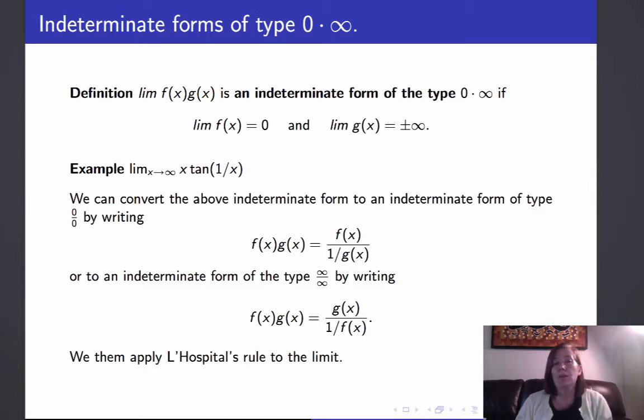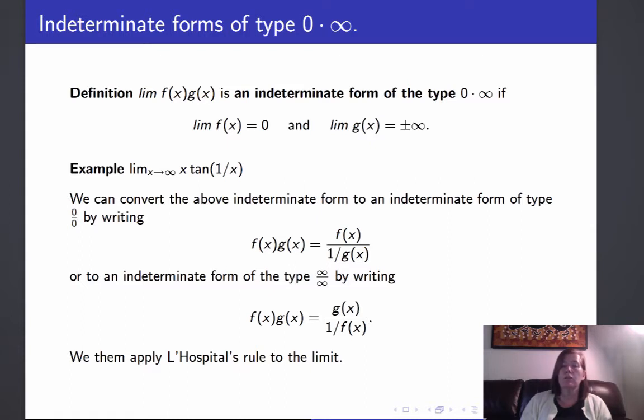Here's an example. The limit as x goes to infinity of x times tangent 1 over x. As x approaches infinity, the x factor goes to infinity, and the tangent of 1 over x approaches tangent of 0, which is 0. So the tangent factor is getting smaller, and the x factor is getting larger, and we're not exactly sure which one will win the race, or if one will win the race.